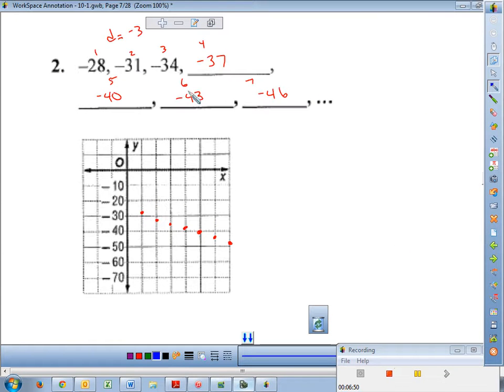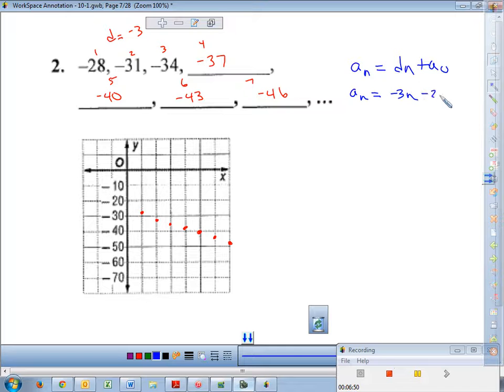And we'll do that for this guy also. A sub n equals your common difference times n plus the 0th term. Well, the common difference was negative 3. And then the 0th term: if these are going down by 3, then this probably has to go up by 3. And negative 28 plus 3 is negative 25. So you can see that that's where that y-intercept would be.